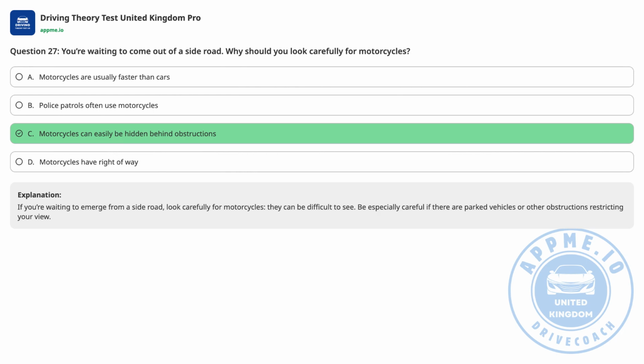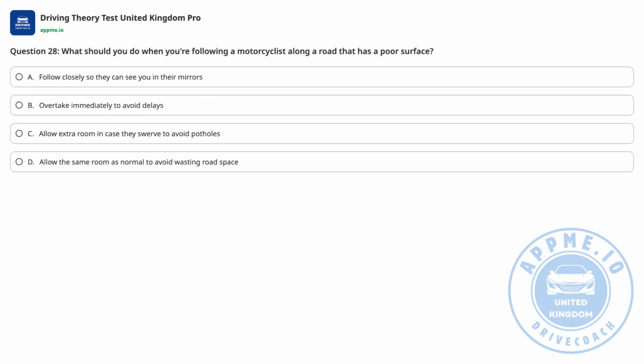The correct answer is C. Question 28. What should you do when you're following a motorcyclist along a road that has a poor surface? A. Follow closely so they can see you in their mirrors. B. Overtake immediately to avoid delays. C. Allow extra room in case they swerve to avoid potholes. D. Allow the same room as normal to avoid wasting road space.